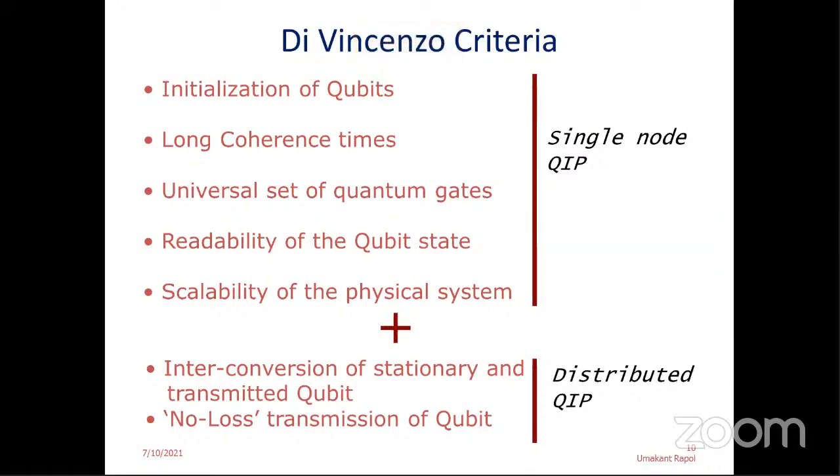Okay, there is an additional criteria. Now, talking about scalability and all that, the earlier criteria, these 5 criteria which I mentioned, are for single node quantum information processing. Now, if you want to scale the system to physically separated quantum mechanical systems, then you encounter these 2 additional criteria: interconversion of stationary and transmitted qubits, and there has to be a channel where there is no loss of the quantum information. So that is typically photons which are transferred from one physical location to the other.